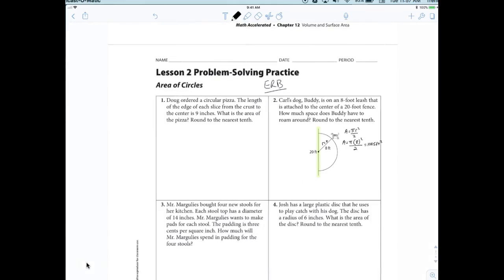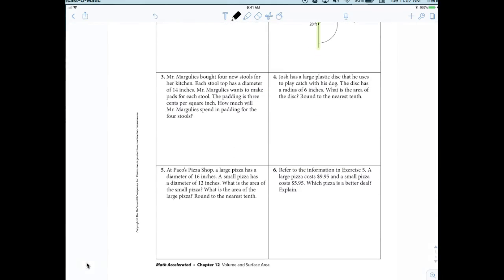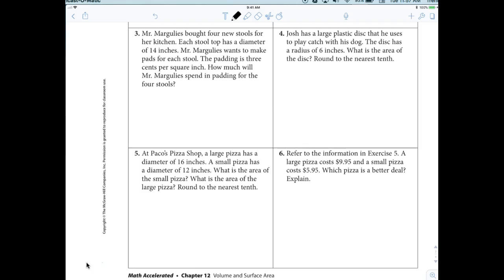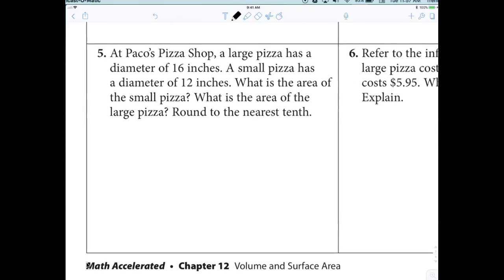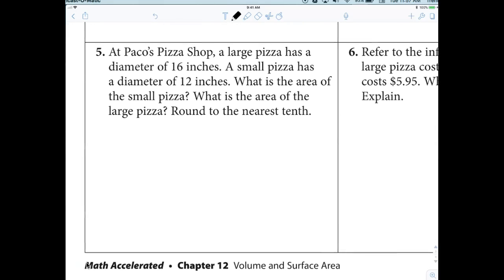All right, so I want to do another one. I want to do number 5. Connor, maybe number 5. At Paco's Pizza Shop, a large pizza has a diameter of 16 inches. A small pizza has a diameter of 12 inches. What is the area of the small pizza? What is the area of the large pizza?